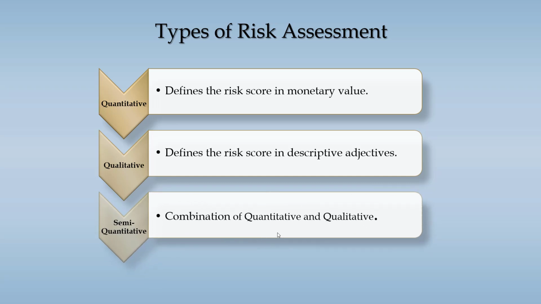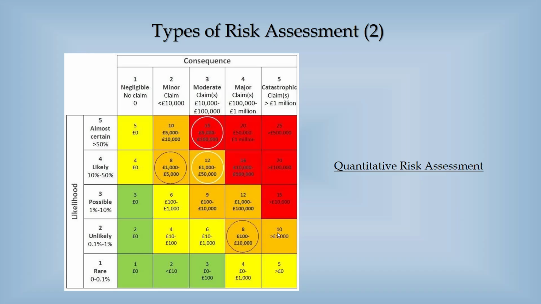I hope you have understood the definitions. Let's further see an example to have a better understanding of the type of risk assessment. Now, first is quantitative risk assessment. Here you can see that the likelihood is on the left side and the impact, that is the consequence, is on the top side. Now, based on the calculation likelihood into consequence, there are certain values being calculated.